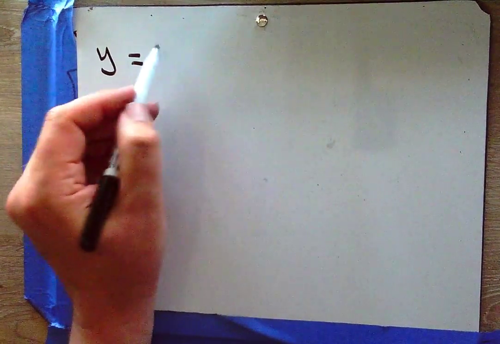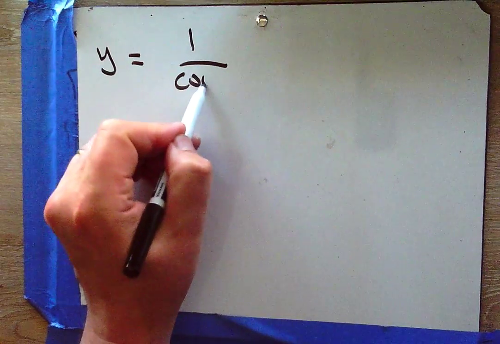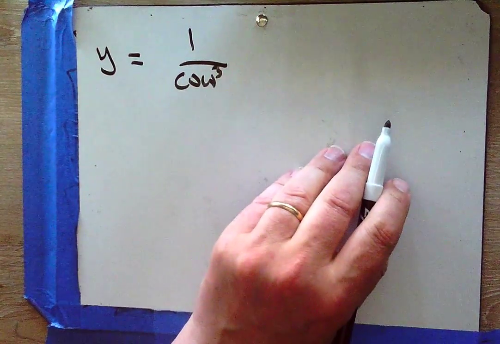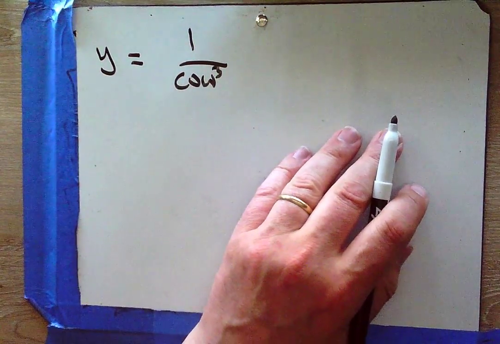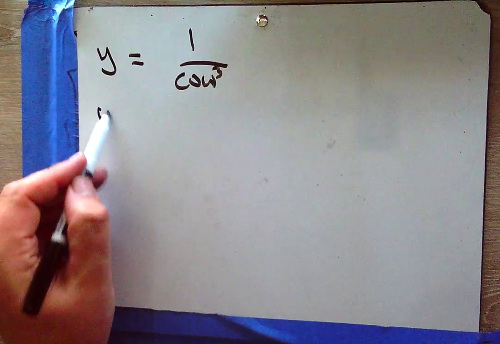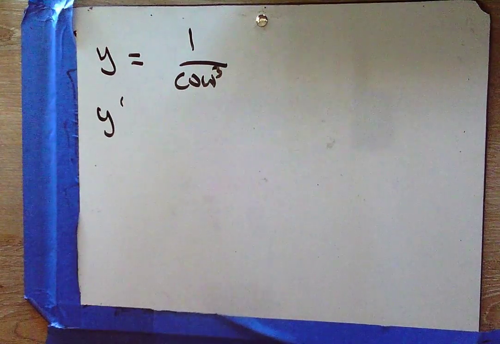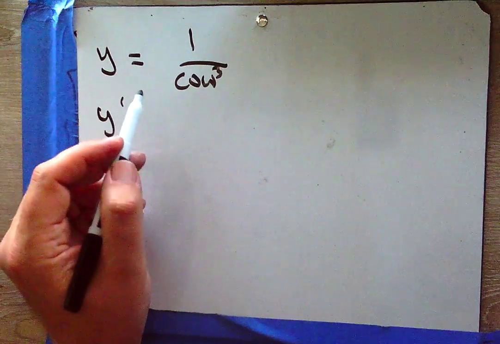Excellent. So let's go a little further. You should really, if you haven't been, pause the video and do these last 3 on your own. So 1 over cow to the third. Okay, pause the video if you haven't been. Do this problem. Find me y prime. Find me dy dx or df dx.